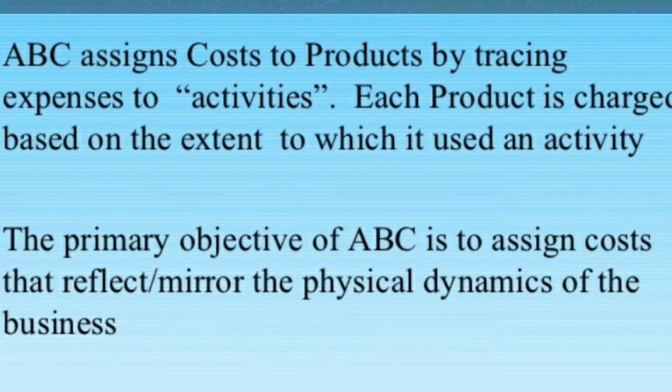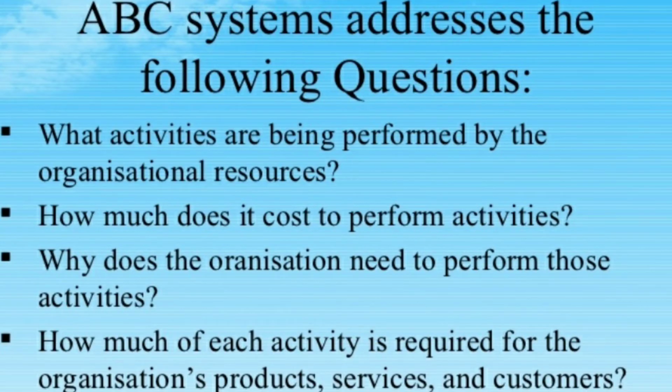पहला है what activities are being performed. तो आपका focus ही activities में कि कौन कौन सी main activities हैं which are performed in the organization. Secondly, how much does it cost to perform the activities. Thirdly, why does the organization need to perform those activities. And lastly, how much of each activity is required for the organization's products, services and customers. तो आपको इन questions को भी ध्यान रखना है which ABC system addresses.